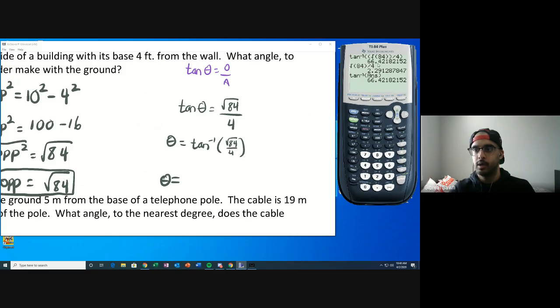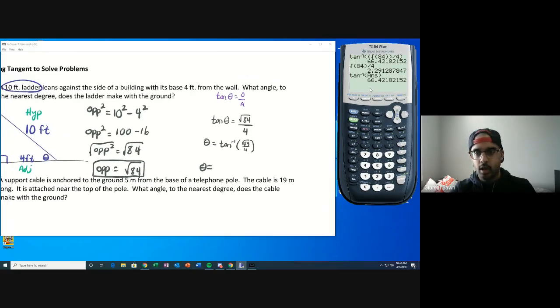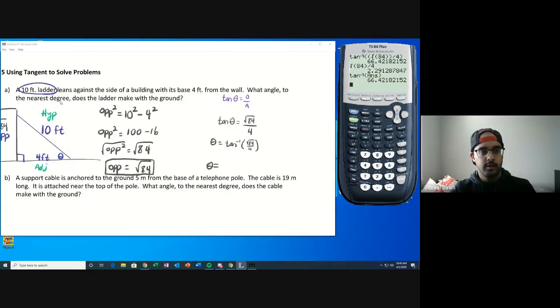So regardless of which method you choose, you're going to get about 66 degrees is that angle. Double check to make sure if we were asked for a whole number or not. Usually for angles, we're going to look for the nearest whole degree. So we would round that to the nearest whole number. That's 66 degrees.